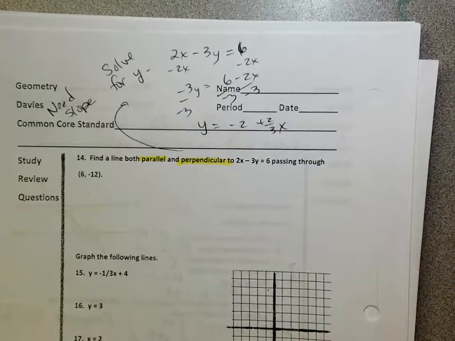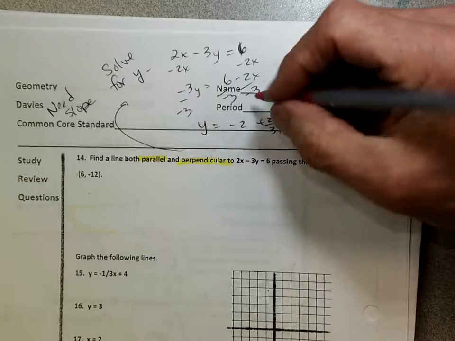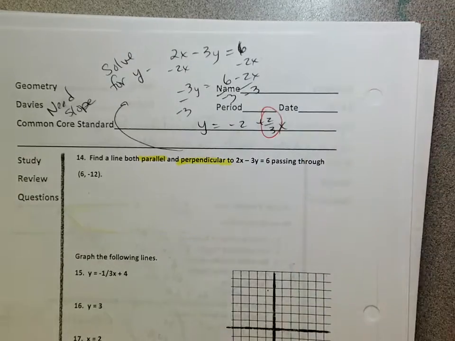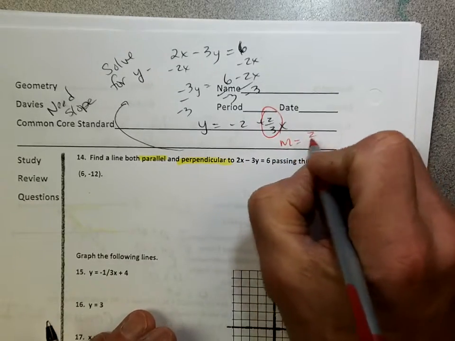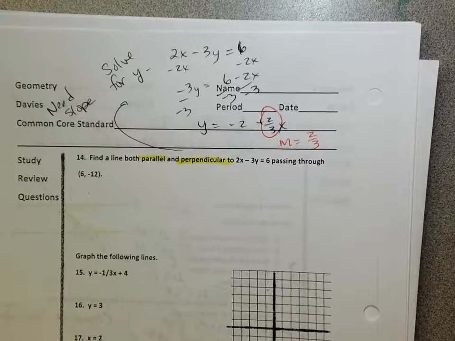Okay. Did all that work mostly for this value right here. I really needed the slope. So in order to do this problem, I need to know that the slope is 2/3. Now I think I can do this problem. Parallel, they're going to have the same slope.